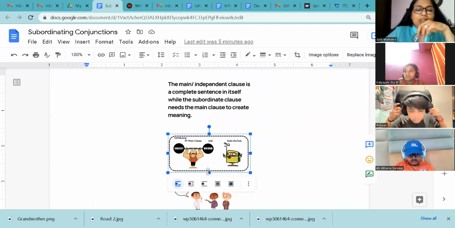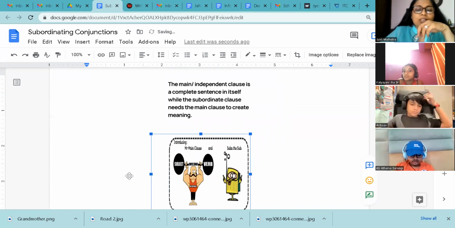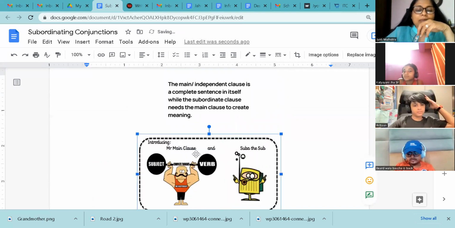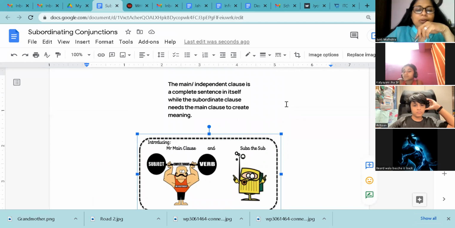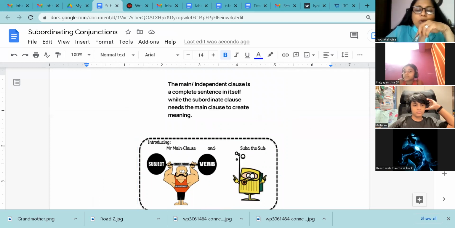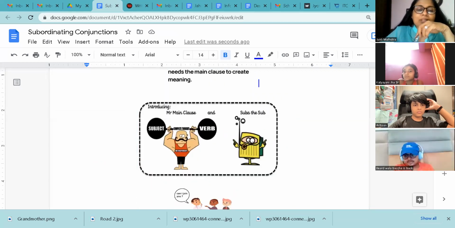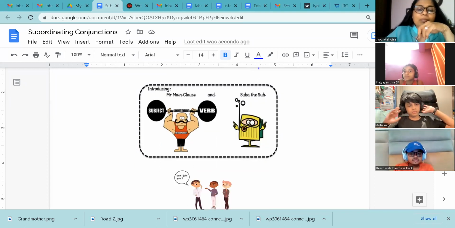They are words that combine two clauses. One of them is a main clause and the other one is a subordinate clause. Okay. A main clause is something like a simple sentence. It has got a subject as well as a verb.